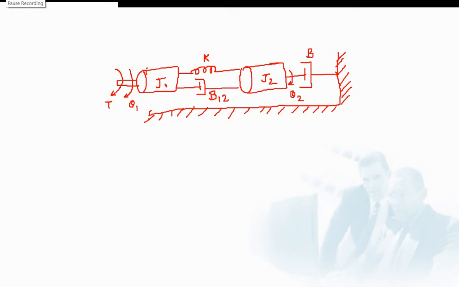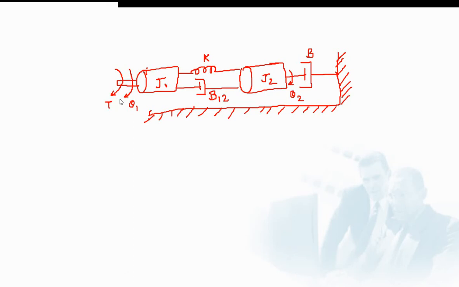So we are now discussing how to find the transfer function of a rotational mechanical system. A rotational mechanical system is given here. There are two moments of inertia, J1 and J2. In between J1 and J2, a spring and a damper B12 are connected. Another damper B is connected to a lever. A torque T is applied here.